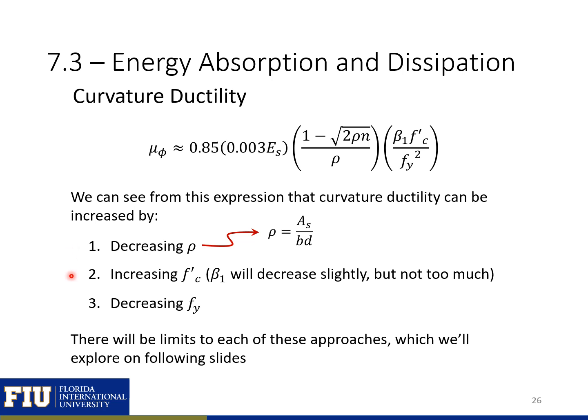We can also increase ductility by increasing our F prime C. But note that when we increase our F prime C, our beta 1 is going to decrease slightly. So this is going to offset that benefit. And then finally, we can decrease our Fy to increase our curvature ductility. But note that decreasing Fy is going to impact our strength. So most of the time, if we decrease our Fy, we'll need to increase our As, which would increase our rho. So this can hurt us sometimes. So we can see that there are limits to each of these approaches, which we'll explore on the following slides.